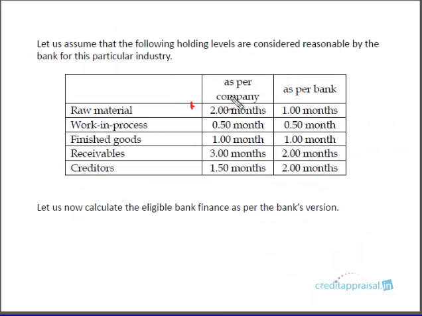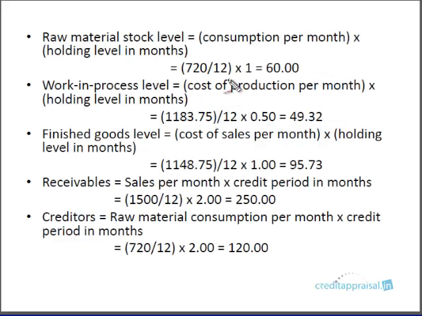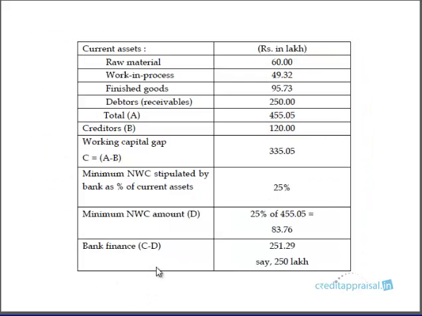Similarly, the raw material holding level, earlier you had 2 months, but now you're going to revise to one month. Let us see how the calculation is going to change. So 720 by 12 into 1, now you're going to get 60. Similarly, revise the calculation for all items: work in progress, finished goods, receivables, and creditors. So this is how the table is going to look like.